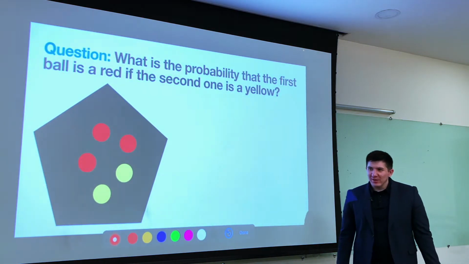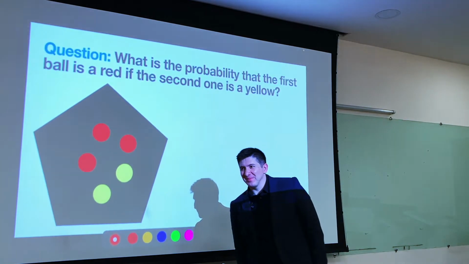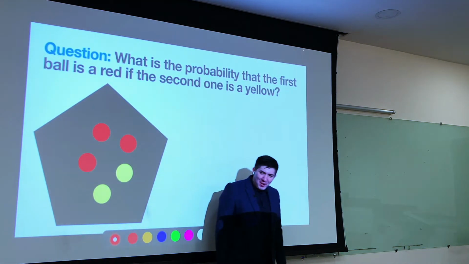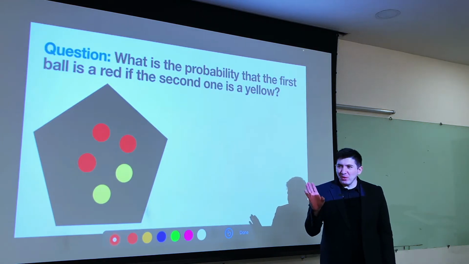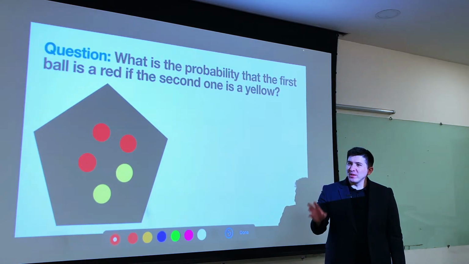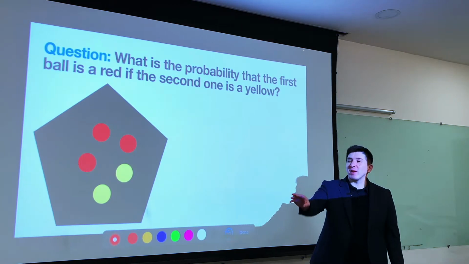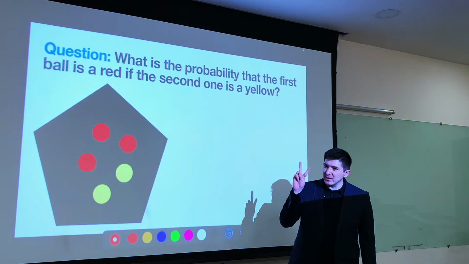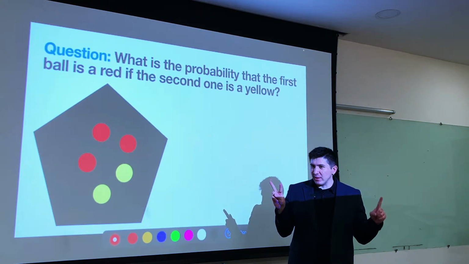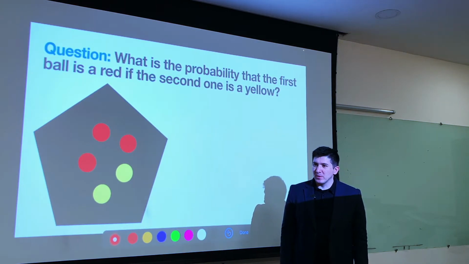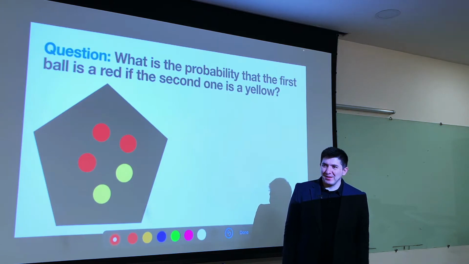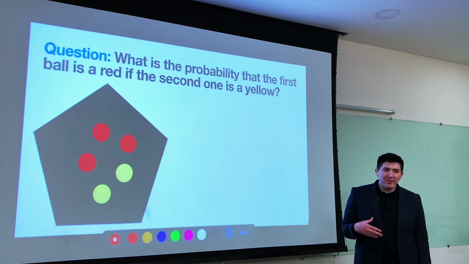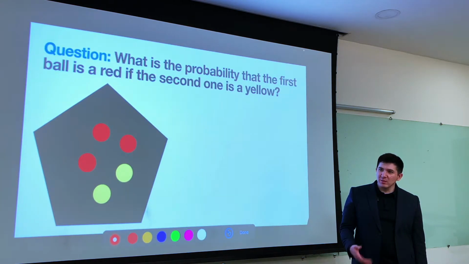Okay, so now, what's your name? Danya. What is the probability that the second ball is yellow if the first one is red, sorry? What is the probability that the second ball is yellow if the first one is red? 2/4. Yes, the probability that the second ball is yellow if the first one is red is 2/4.